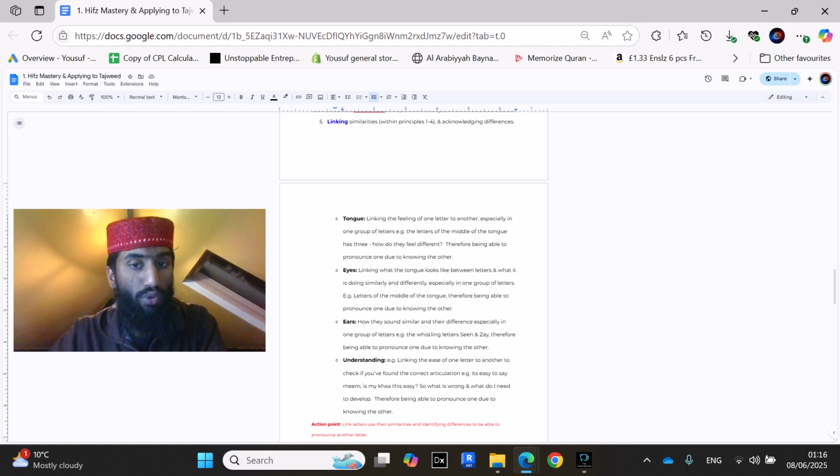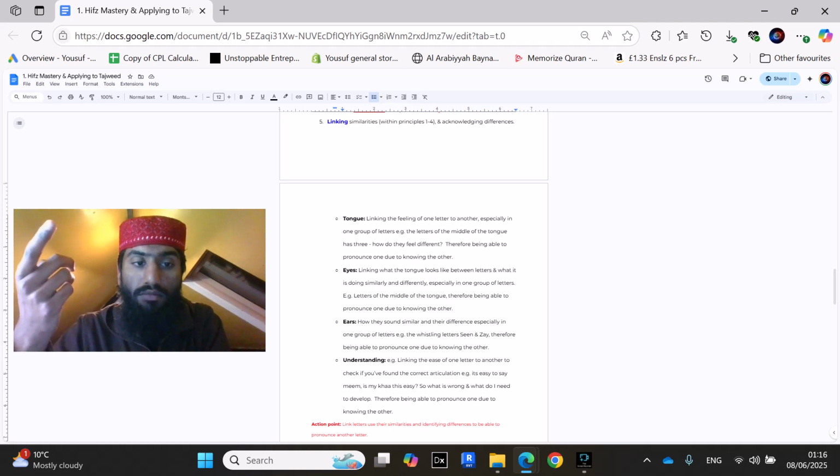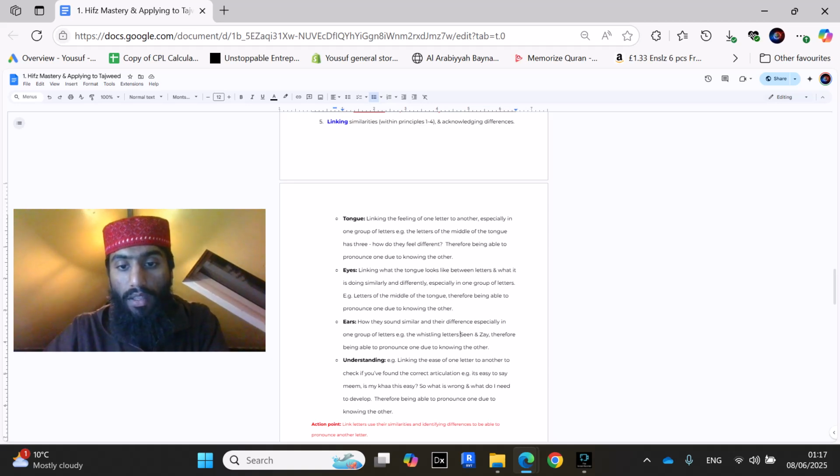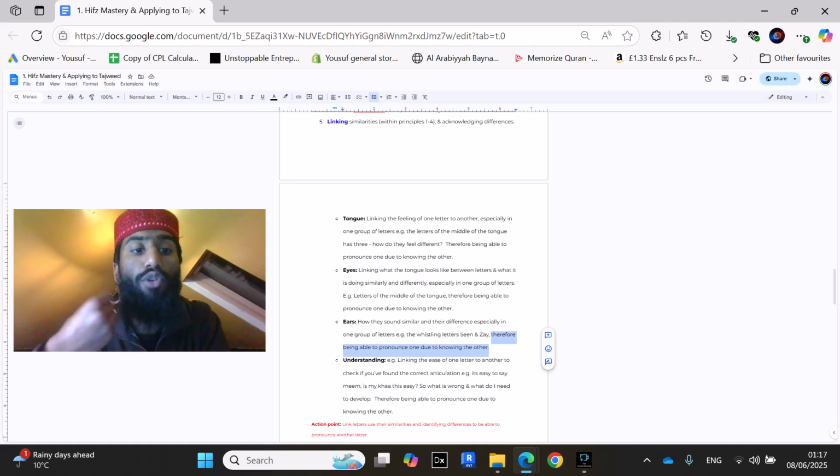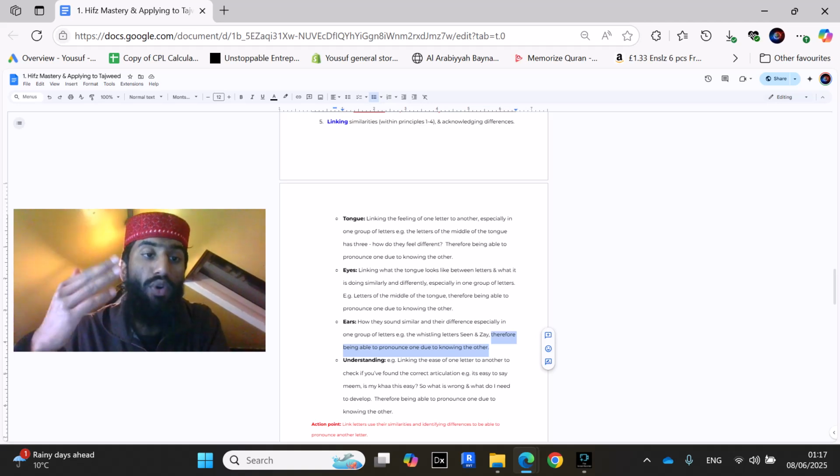Ears: how do they sound similar and what are the differences, especially in one group of letters? For example, the whistling letters, sin and zai. What is different between them? They're from the same place. S, z, s, z. Same place. But what's different? The difference is whether the vocal cords are vibrating or not. So you know how to pronounce one if you know the other. One is just s, and the other one you have to involve your voice. S, z. Then you know how to pronounce one due to another.